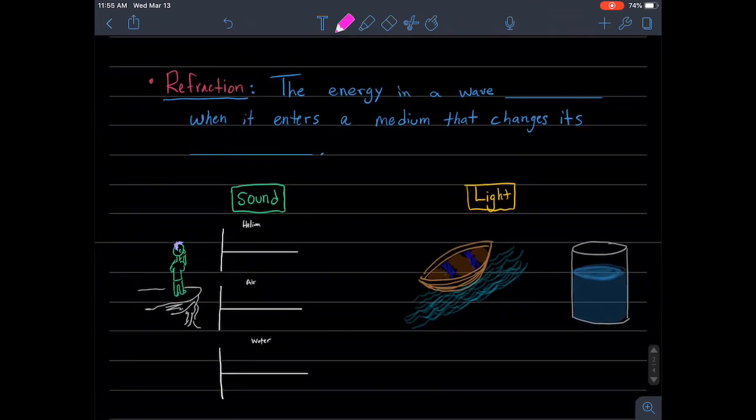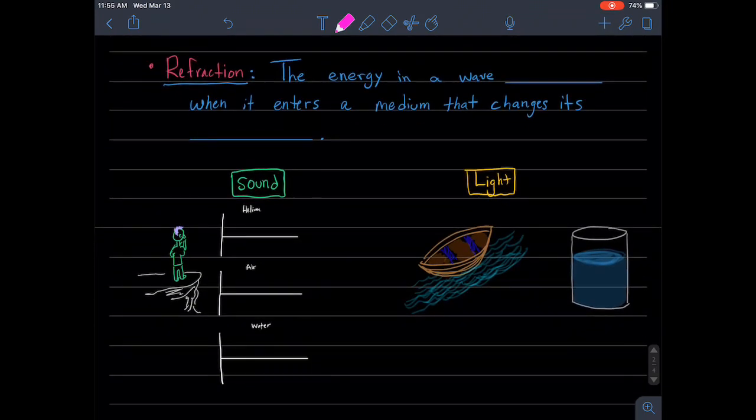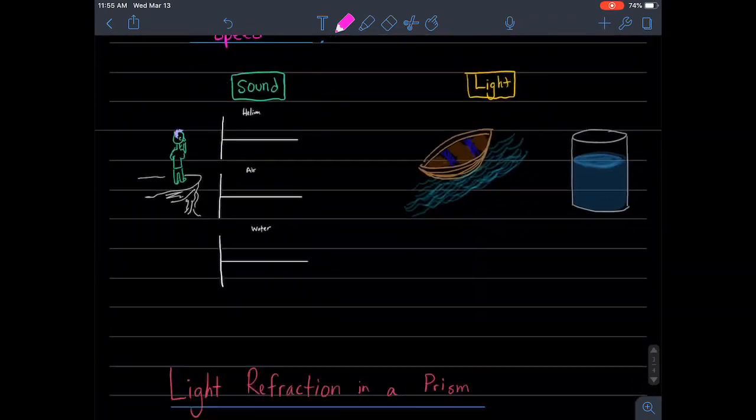So let's move on to refraction. This one's fun. Refraction means that the energy of a wave bends. That's right. It doesn't just bounce right back, but it's actually bent when it enters a medium that changes its speed. Fascinating. Okay, so let's go back to where we were.